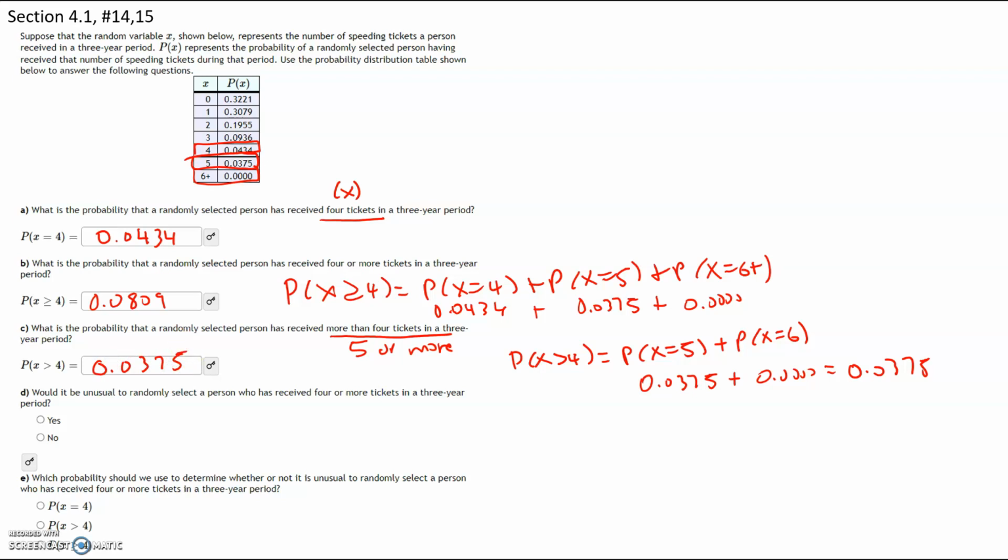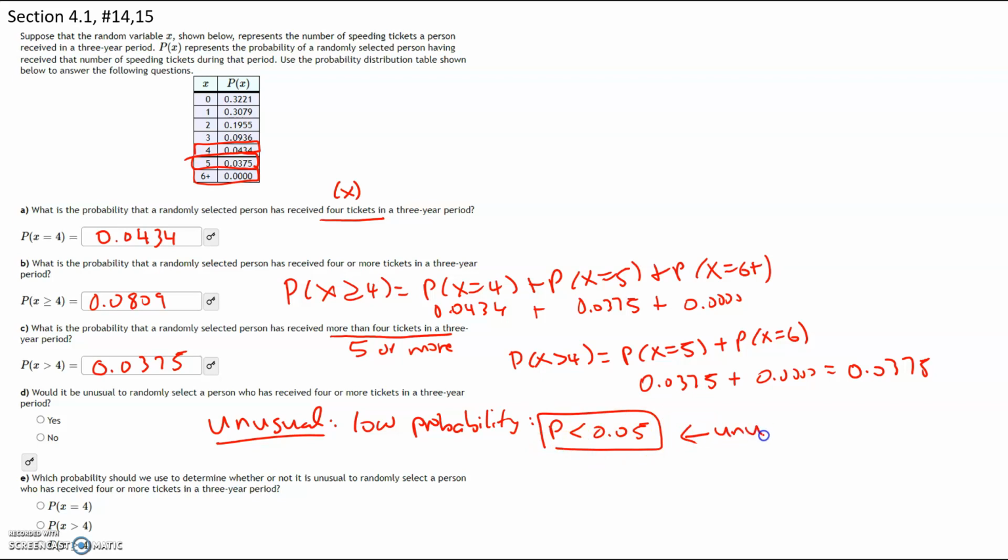Now it says, would it be unusual to randomly select a person who has received 4 or more tickets? Now this terminology, unusual, is when you have a low probability. For example, the probability of it raining in August is very low. Therefore, it would be unusual if it rained in August. So how do we define a low probability? A low probability is any probability that is less than 0.05. If a probability is less than 0.05, then that probability is considered to be unusual.